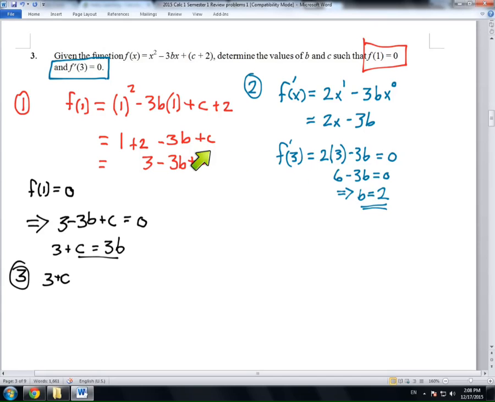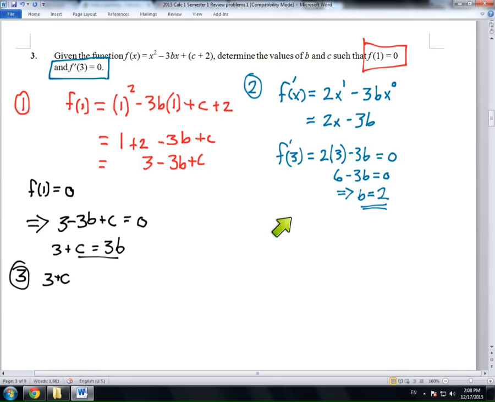So once again, I didn't know where I was supposed to be going with this. All I did was I took the information f of 1 equals 0, put in 1 for x, and set that equal to 0. That gave me this equation here. I took the derivative of the function, found f prime of 3, set that equal to 0 because that's what f prime of 3 was equal to, and I put that here.